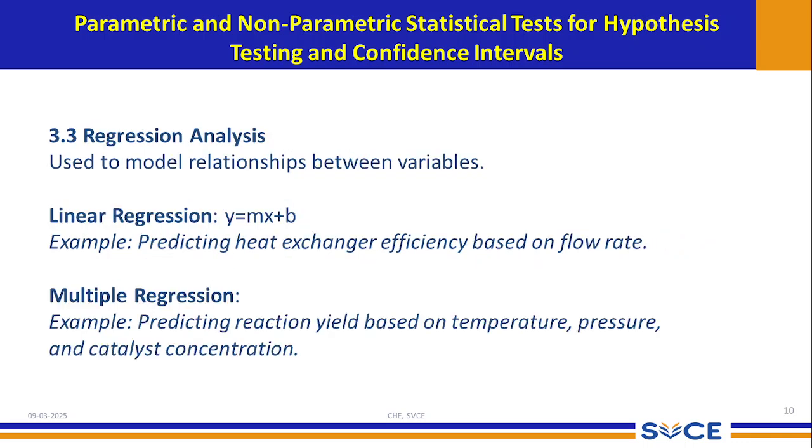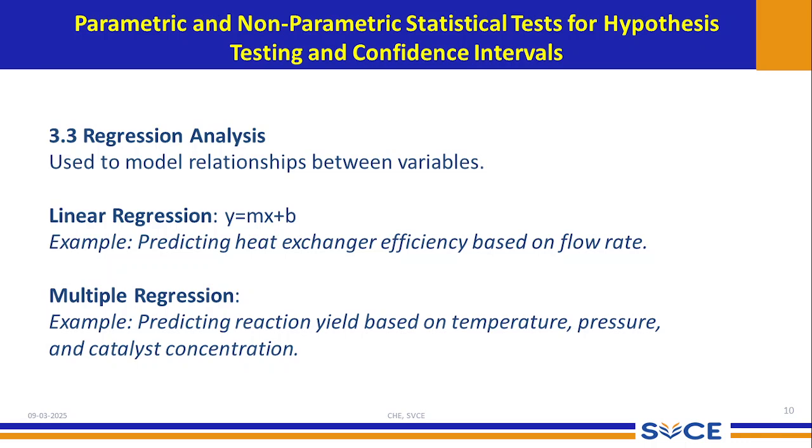So, coming to the regression analysis, in the previous class we have seen the linear regression method, linear regression and multiple regression. So y is equal to mx plus b, predicting the heat exchanger efficiency based on the flow rate. Let us say heat exchanger efficiency is denoted by y and the flow rate is denoted by x. What is the variation? When the flow rate changes, what will happen to the heat exchanger efficiency?